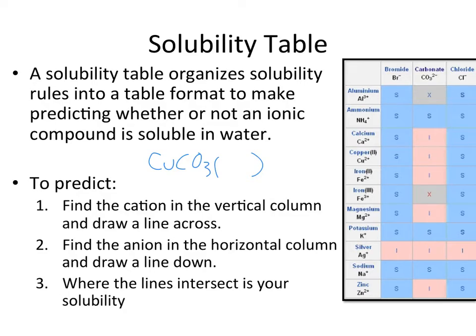Now we want to figure out what the state is because that's part of our creation of our formula. So the first thing we want to do is find our cation. Our cation in our vertical column is here. So there's our cation, copper 2. And carbonate, our second step, is in our horizontal. And we look at this. So where these lines intersect is our state. Now here it says I, and that stands for insoluble. So if something is insoluble, what state will it be in? Well, that means it will be solid.